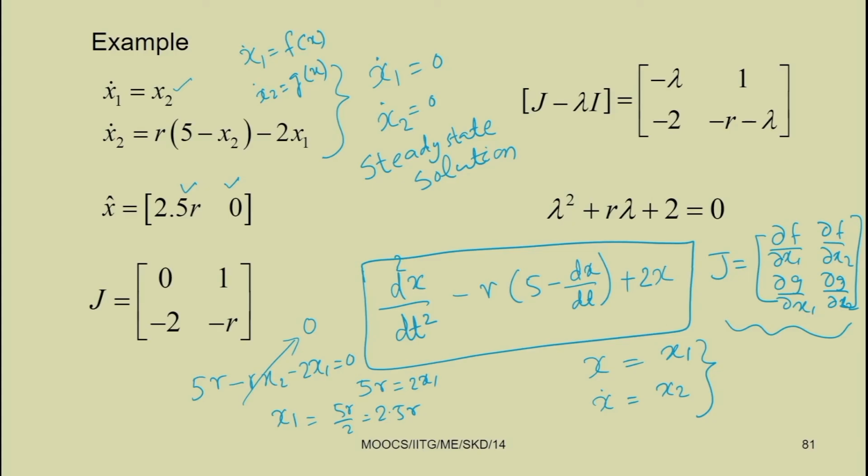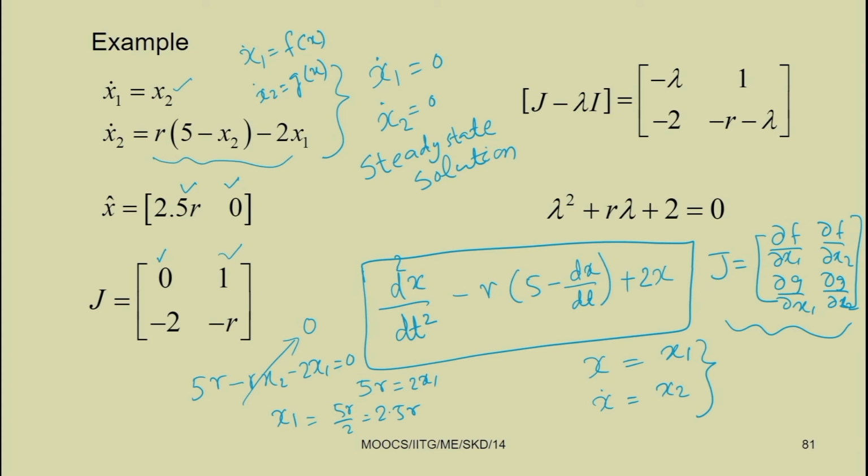In this case, f equal to x2. If you differentiate with respect to x1, this becomes 0, so the first term becomes 0. When you differentiate with respect to x2, this becomes 1. Similarly, now the second equation, g(x), is r into (5 minus x2) minus 2 x1. Now you differentiate with respect to x1.